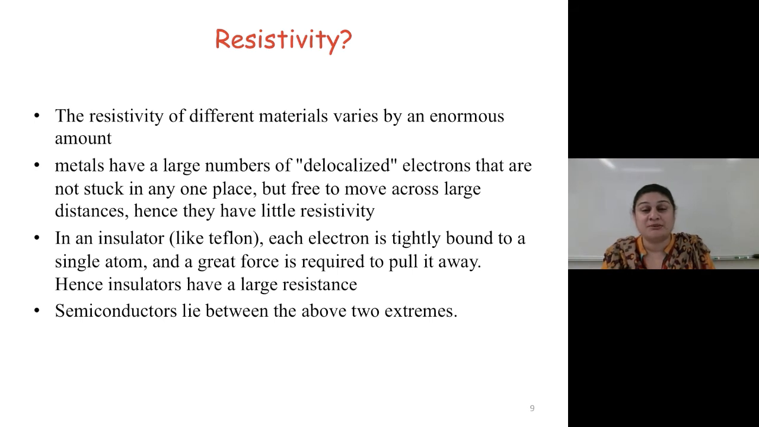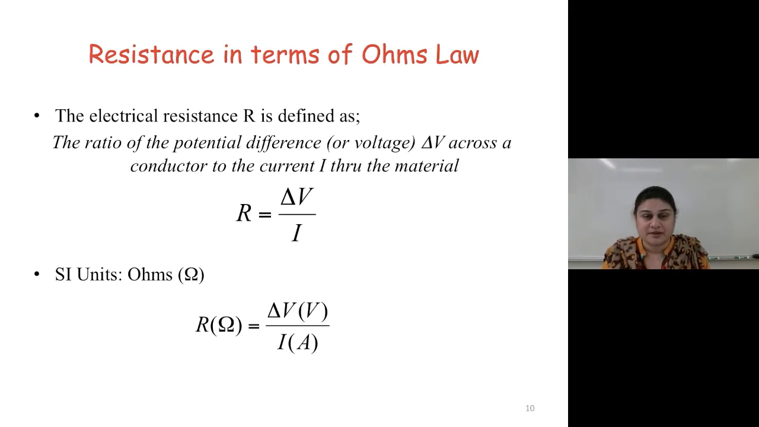The resistivity of materials varies by an enormous amount. Metals have a large number of delocalized or free electrons that are not stuck in one place, but free to move about over large distances. Hence, they have very little resistivity. In an insulator, each electron is tightly bound to a single atom, and a large force is required to pull it away. Hence, insulators have very large resistivity. Semiconductors lie between the two extremes. They have some free electrons and mostly bound electrons.